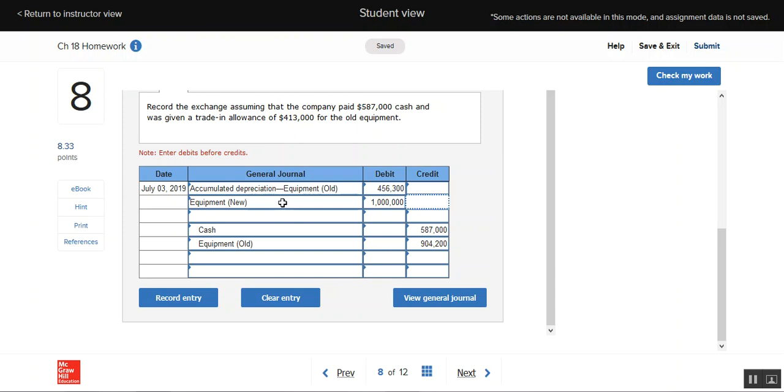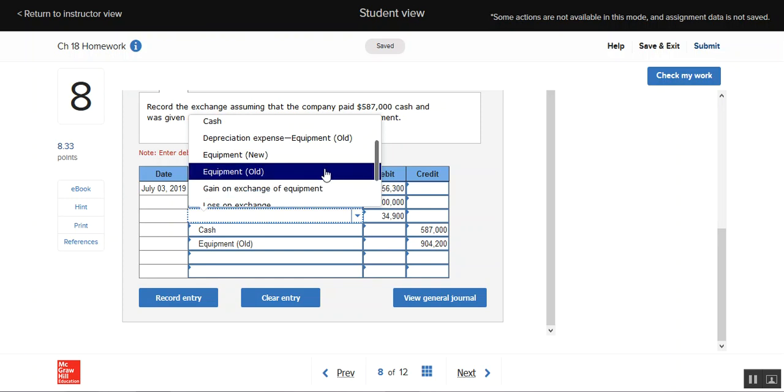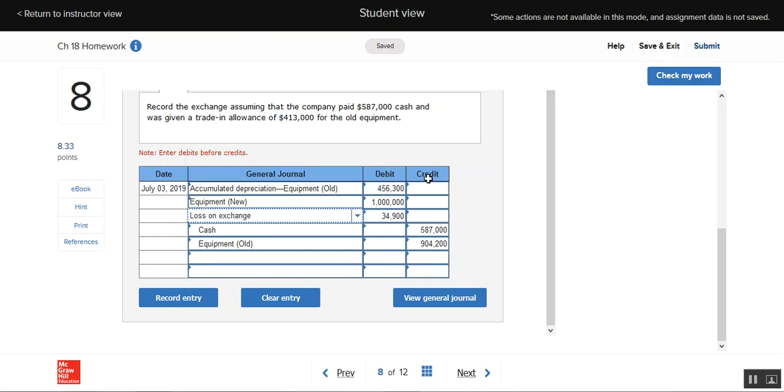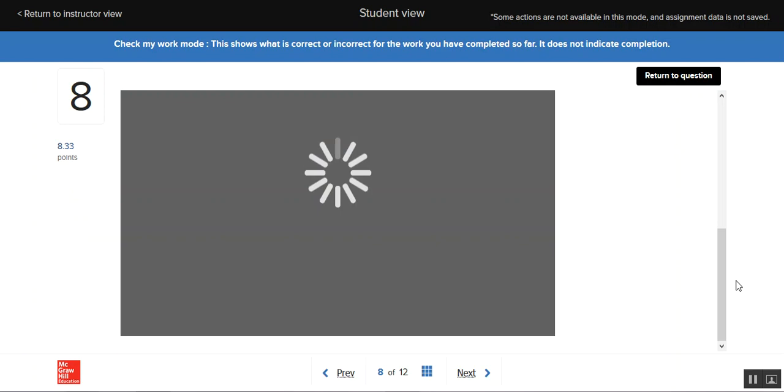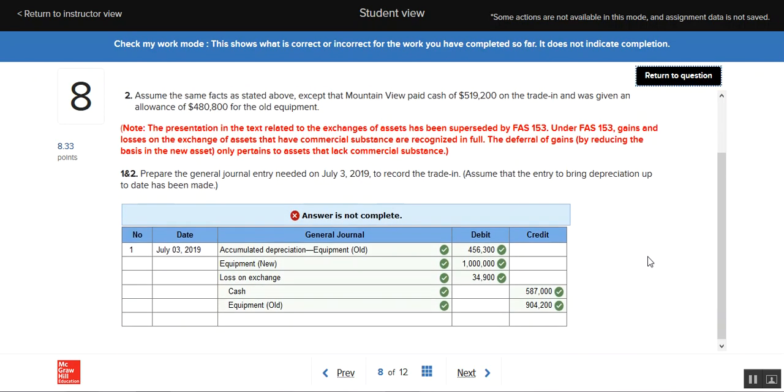So at this point, let's see what we're missing as far as getting us in balance. So we've got $1,456,300 in debits, and $587,000 in a credit, and $904,200 in a credit. So it looks like we need a debit of $34,900. And if it's a debit, it has to be a loss. It'll be a loss on exchange. Let's see if I did my math right. And it looks like I did.